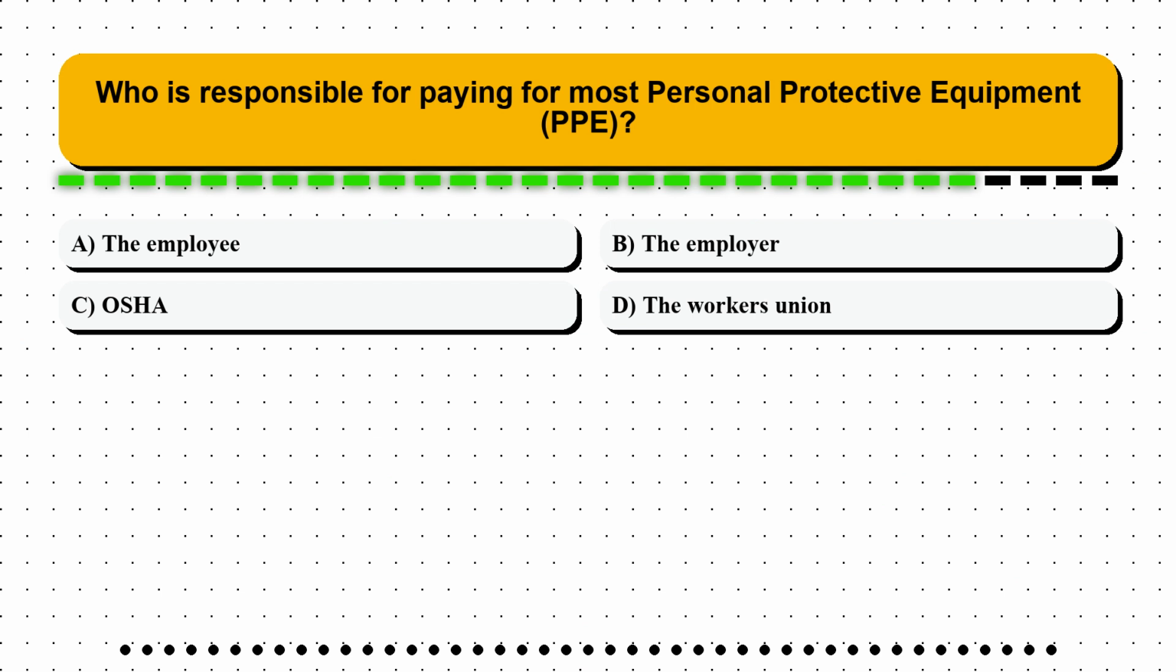Who is responsible for paying for most personal protective equipment, PPE? Option A, the employee. Option B, the employer. Option C, OSHA. Option D, the workers' union.